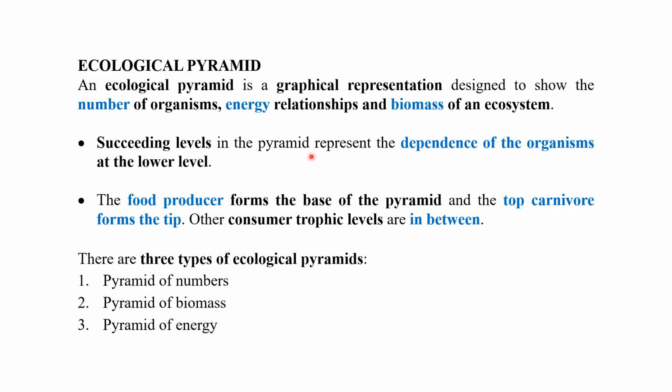Succeeding levels in the pyramid represent the dependence of the organisms at the lower level. The food producer forms the base of the pyramid, and the top carnivores form the tip. Other consumer trophic levels are in between. So there are three types of ecological pyramids: pyramid of numbers, pyramid of biomass, and pyramid of energy. We shall discuss them one by one.